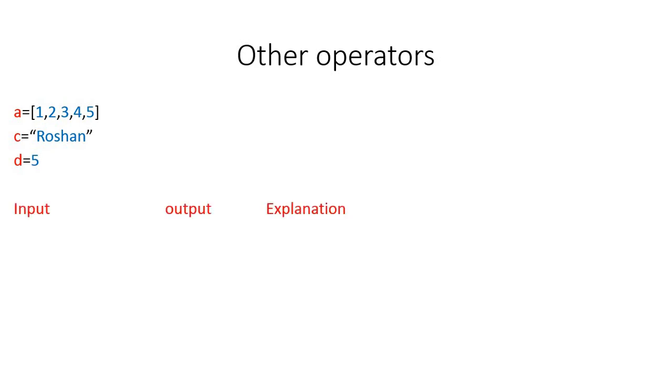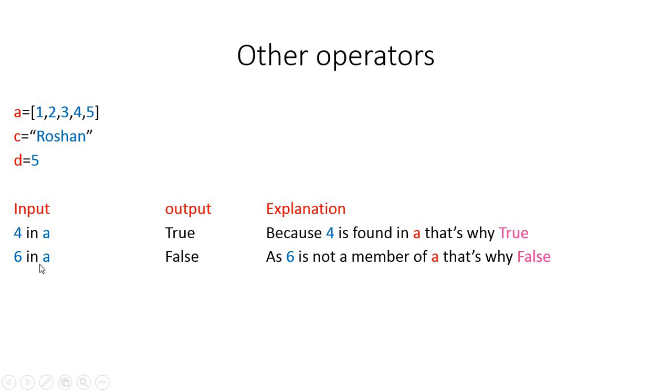Now let's come towards other operators. Here I have stored 3 different data structures in 3 different variables. One is list, another is string, and another is numeric value. One of the operators here we have is in. In operator means that you are asking your Python, your computer, if 4 is found in A, the computer will say yes, that is true, because 4 is found in A. 4 is a member of A. You are asking if 6 is the member of A, no, it is false.